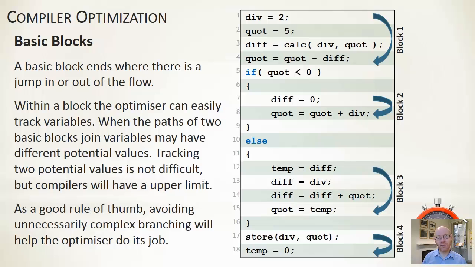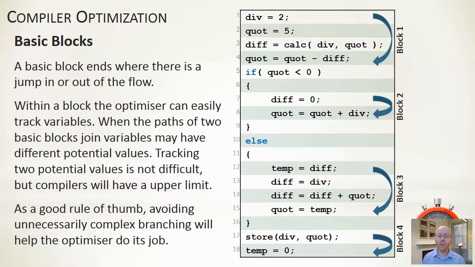That's where it becomes more difficult, and that's where compilers will put in an upper limit, so that they may be able to track up to 4 different variants of a particular variable. But if you write code that goes into a 5th, then it's just going to give up. It's going to go, nope, I can't do it. It's beyond my ability to track it. So at that point, we lose any optimizations that it was going to put in because it's not able to understand the code that we have written.